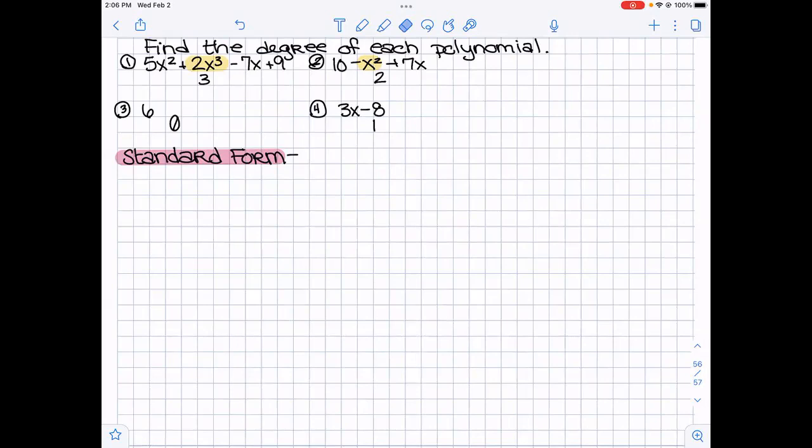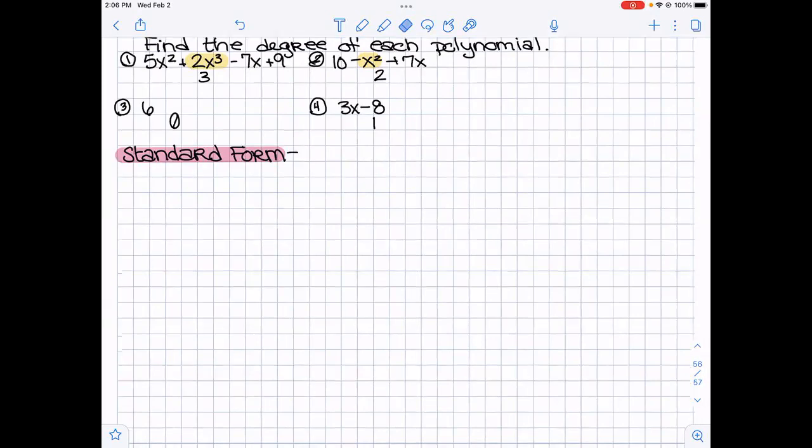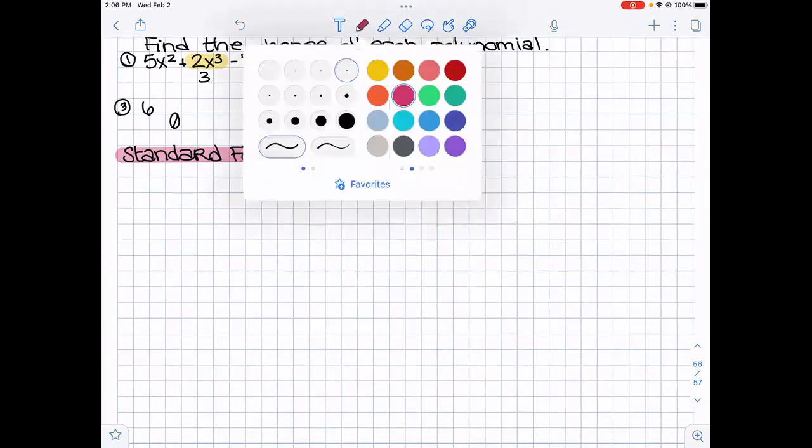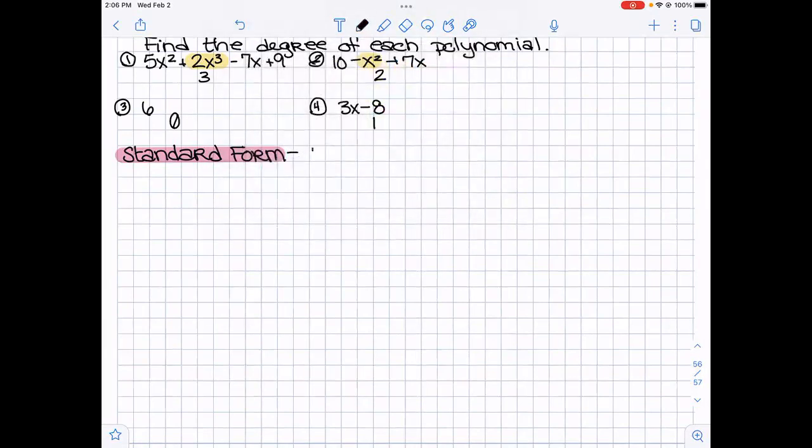So how standard form works is all you do is take the problem they give you and you write it in order with the biggest exponent first, okay? So when it's written in standard form, one second, let me fix my pen. Terms are in order from largest exponent to smallest.